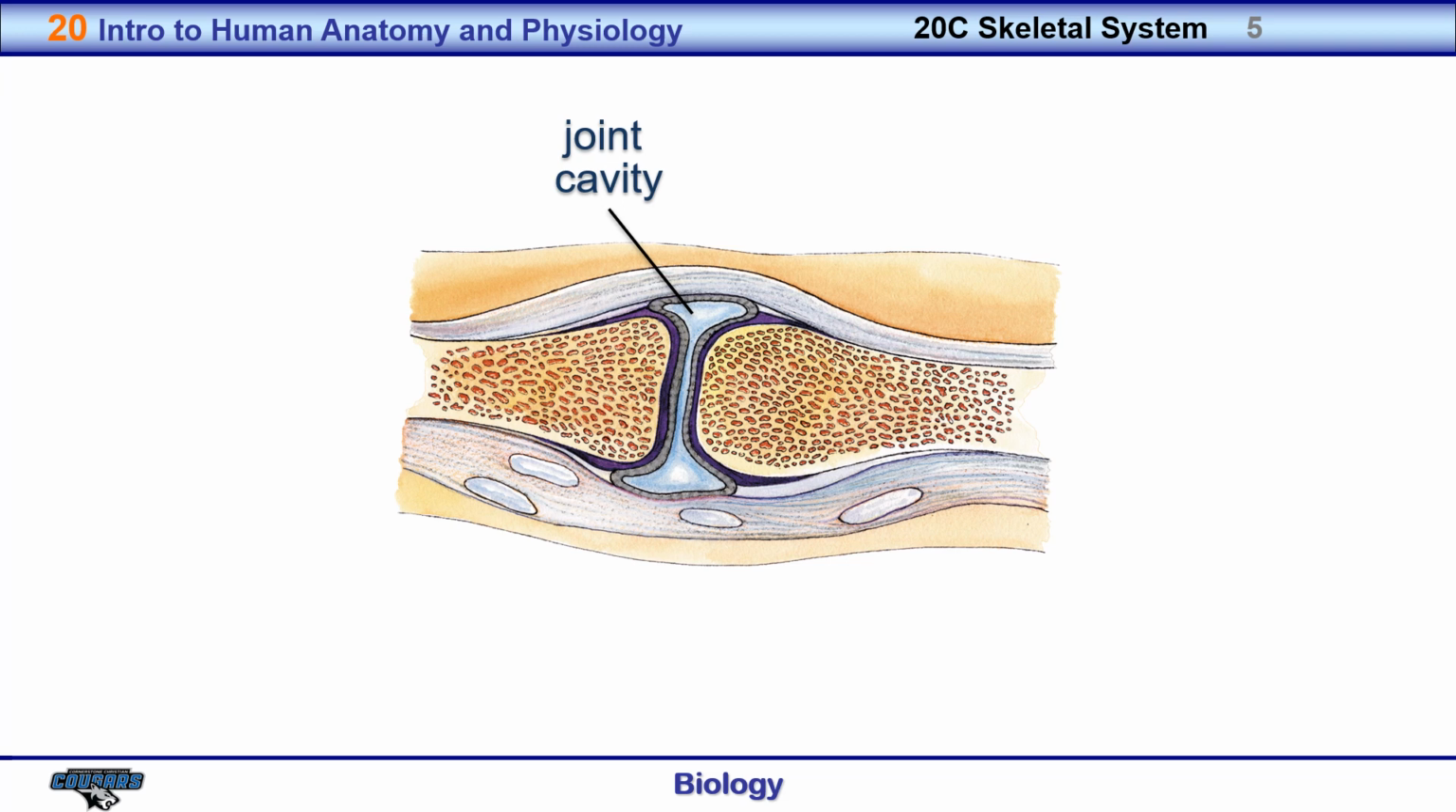So let's look at a joint up close. The location of the ligaments and the muscle attachment and the presence of other bones might restrict movement, and that actually governs the amount of movement in the joint.